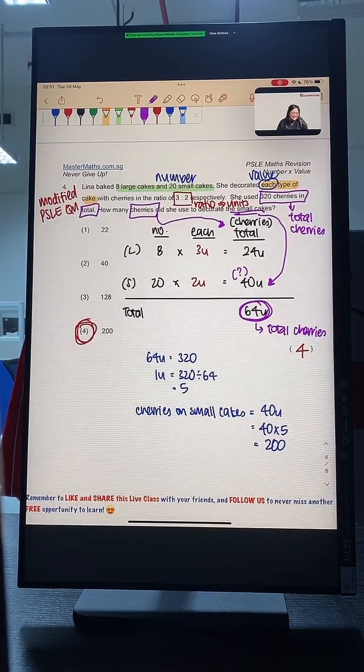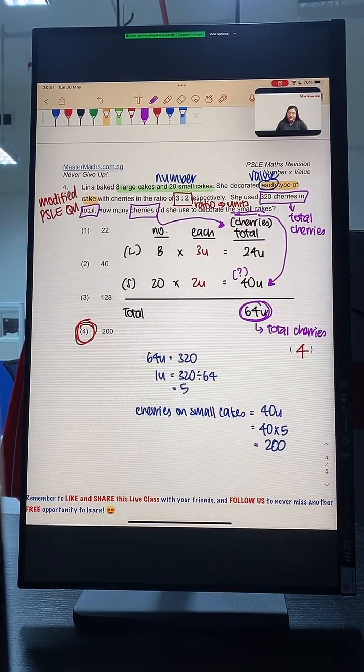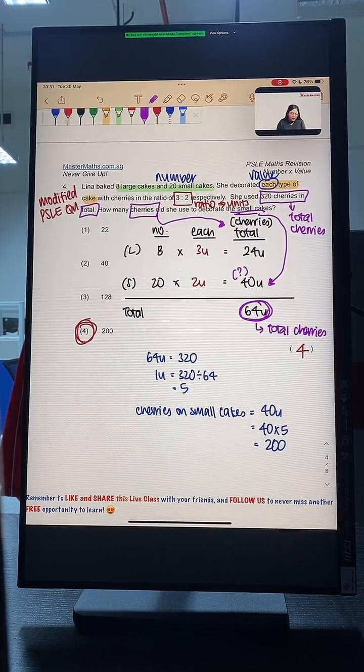Alright, so with this in mind, I want cherries on small cakes, 40 units, 40 times 5, 200. Do we all understand?